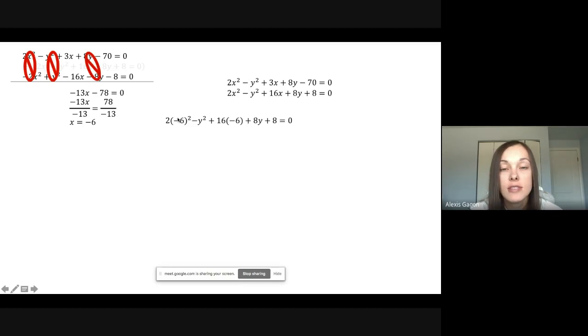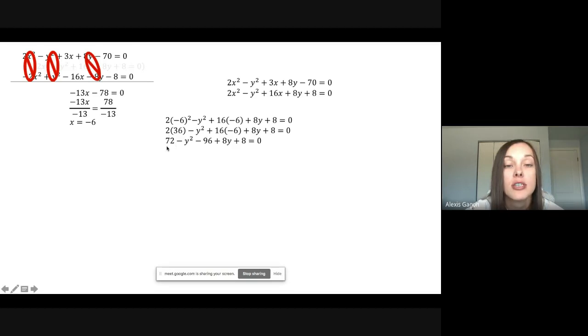So I'm going to plug negative 6 wherever the x is. So it's going to be right there and right there. Square this first, so that's going to be 2 times 36. Minus y squared plus 16 times negative 6 plus 8y plus 8. This is going to be the biggest mistake right here. Don't multiply this. Square it first and then multiply. Remember order of operations. And then just finish multiplying.